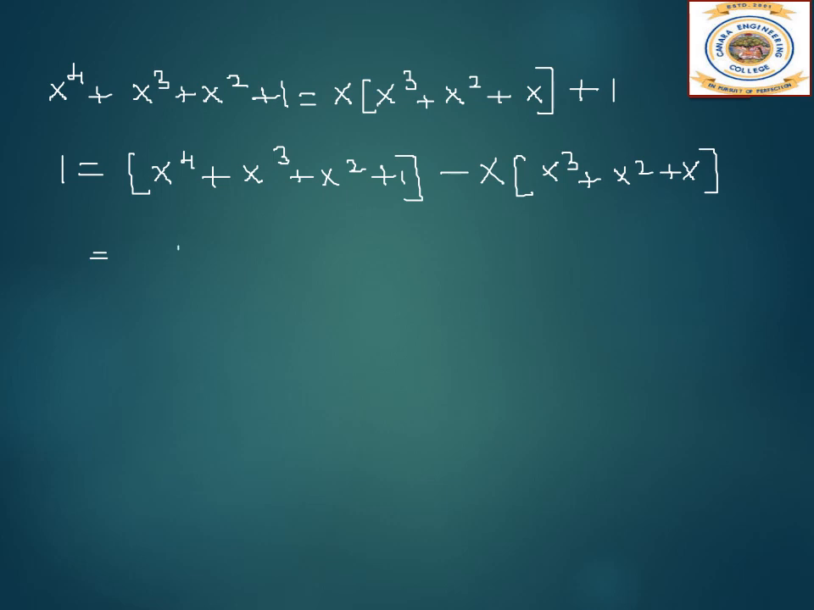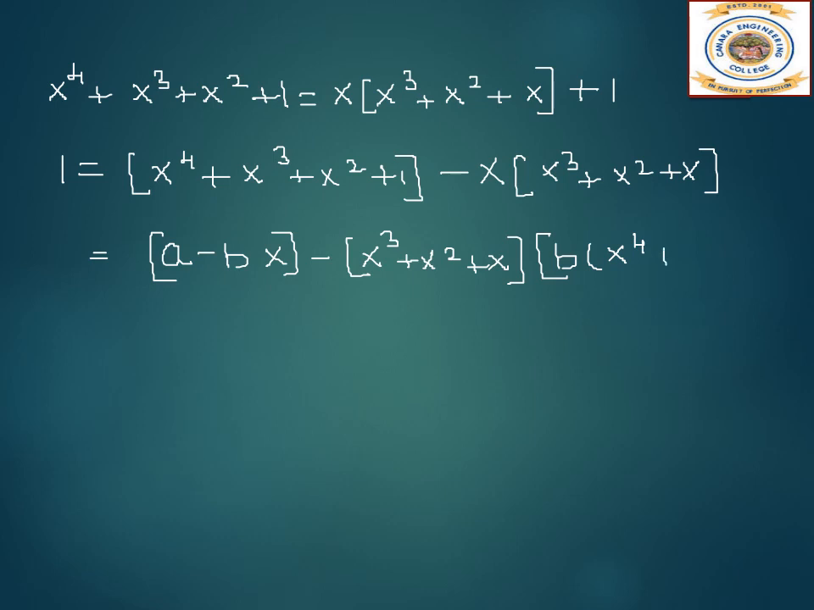This was equal to a minus b into x minus, now here we know x also. What was x? x also we have previously got. So let me substitute that first. Let me write x cube plus x square plus x. So x was the remainder R2. So that also we know what it is. Let me just substitute for that as well. So it is b into x to the power 4 plus x cube plus x plus 1 minus a into x cube plus x square plus 1.